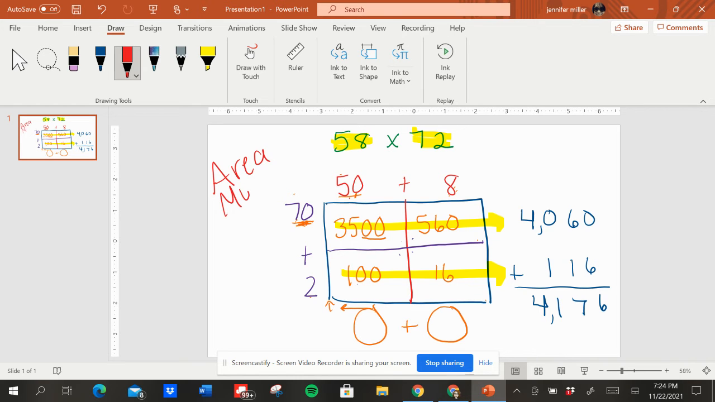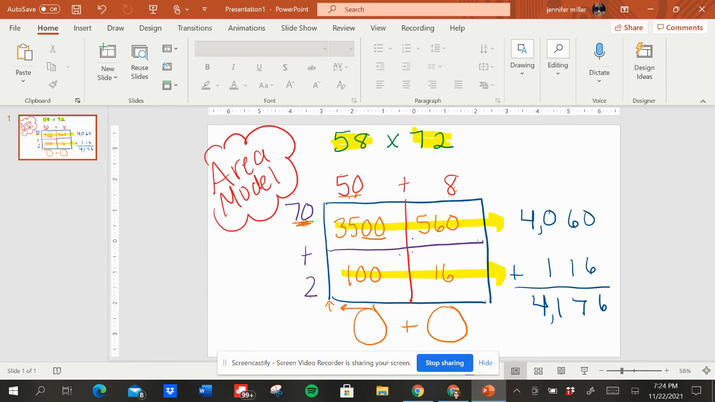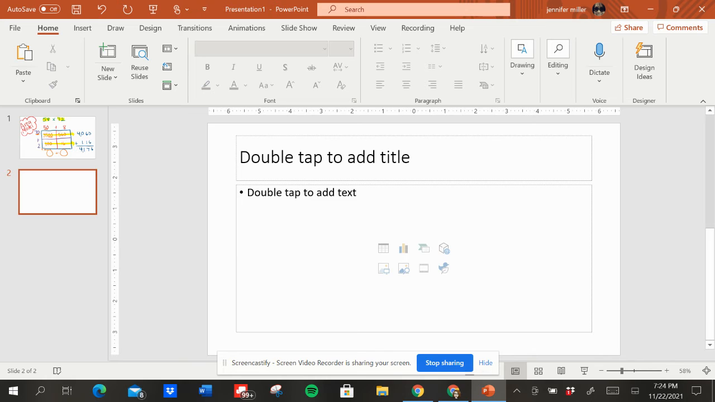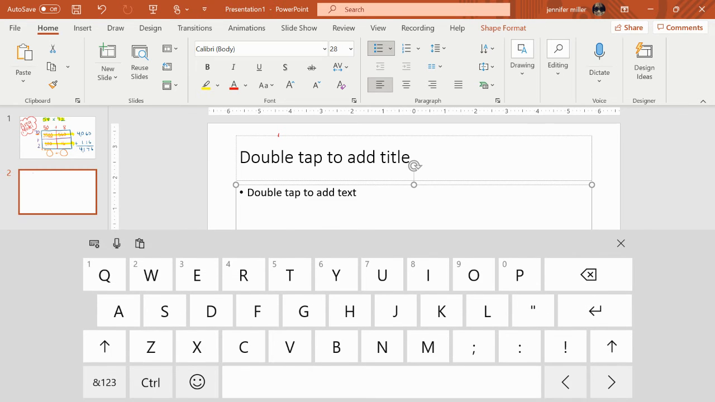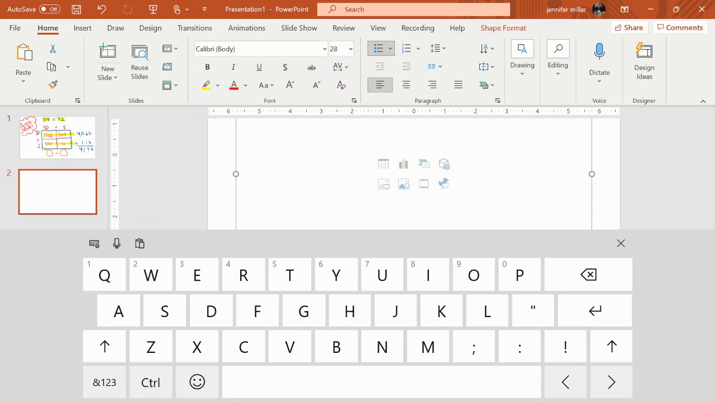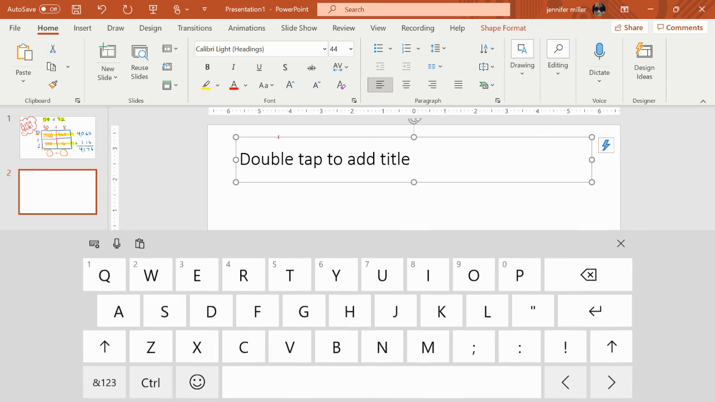Now again, this is the area model. And we use the area model and partial products because in fourth grade, we cannot use the standard algorithm. So it's important that we understand both of these models. I'll put a new slide in here, and let's take a look at partial products with this one.